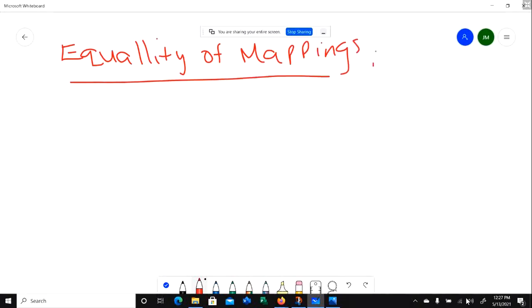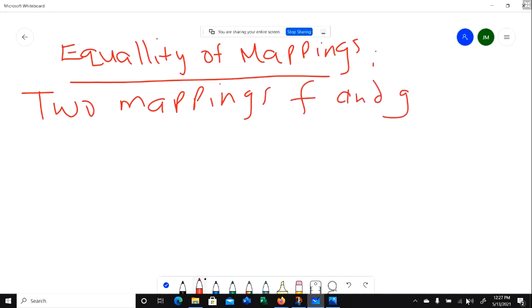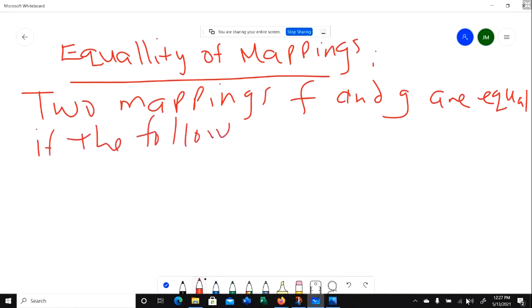Equality of mappings. Now, say we have two functions or two mappings, F and G. Two mappings, F and G, are equal if the following three conditions are satisfied.